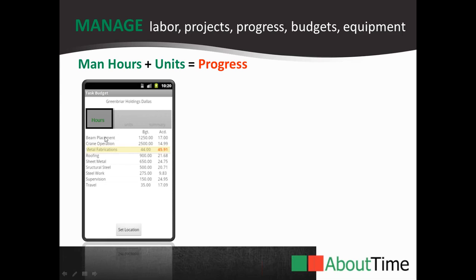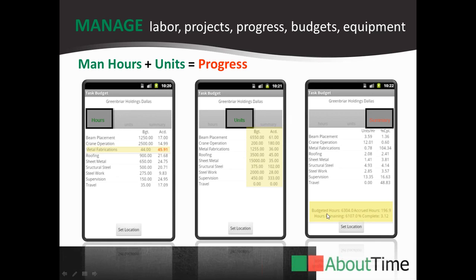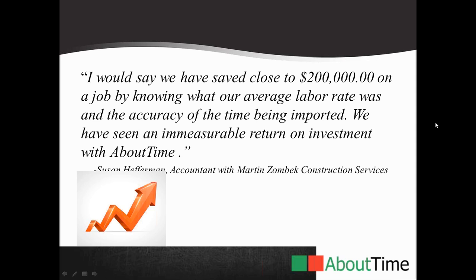The name of the job up here, your tasks, budgeted and accrued hours worked or units, and a nice summary every day, budgeted hours, accrued hours, hours remaining, and percent of that job now completed. Very, very powerful information that you normally do not get until you run your payroll, which in many cases can be too late. This is going to save you a lot of time and a lot of money by being able to clock in accurately, keeping track of accurate cost codes, and doing a labor budget so that you can stay within budget on your jobs.